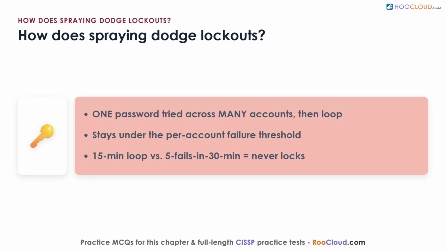Imagine a policy that locks after 5 bad tries in 30 minutes, but the spraying loop takes 15 minutes per pass. Each account sees only a couple of failures before the timer resets, so it never locks. Low and slow beats the counter.